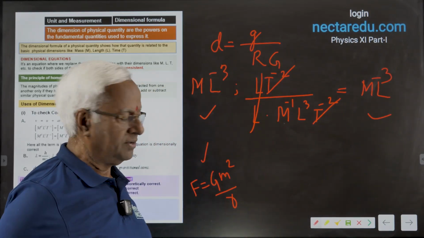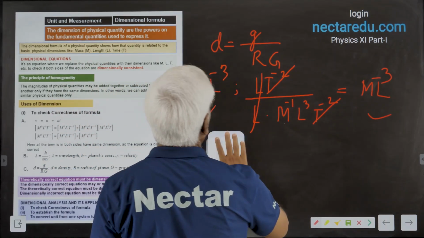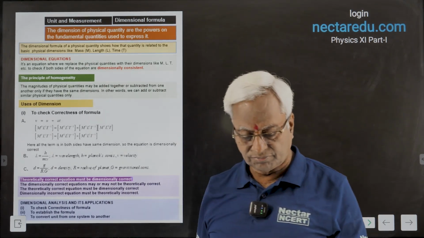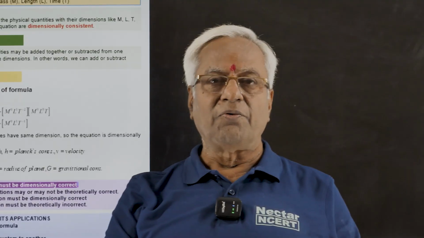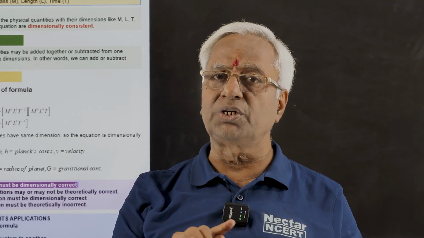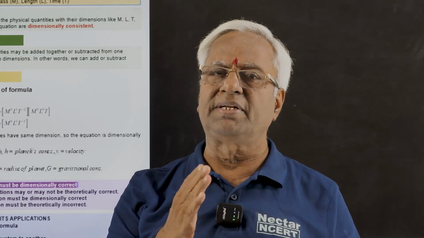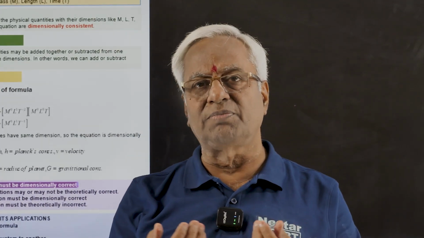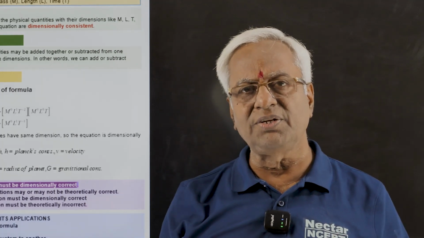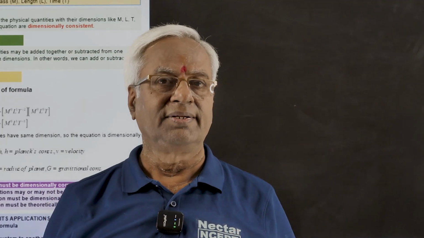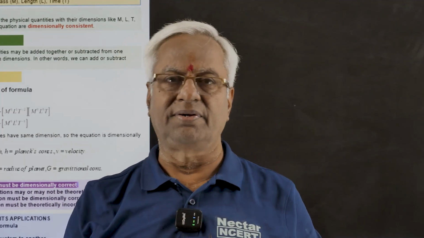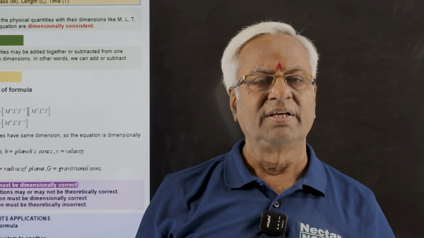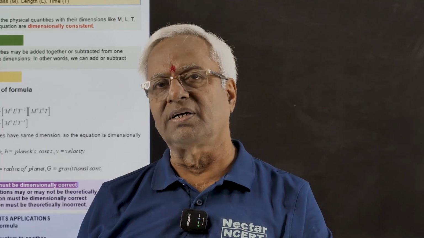Again, this is correct. Now, certain limitations that we come across while dealing with these uses of dimension: first of all, when some equation is theoretically correct, it must be dimensionally correct. But when you find some equation is dimensionally correct, there is no guarantee that it is theoretically correct; theoretically, it may or may not be correct. One more thing: if some equation is dimensionally incorrect, that equation must be theoretically incorrect.